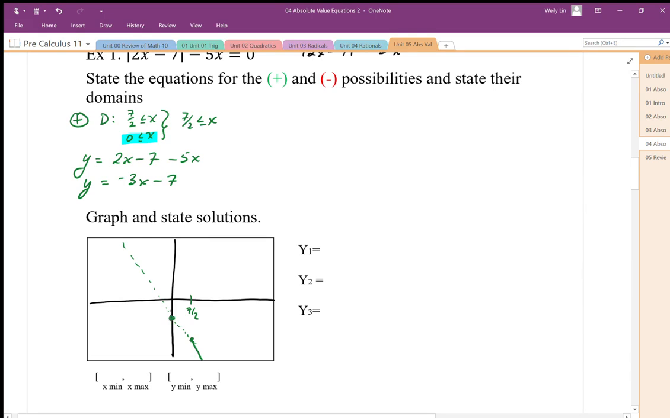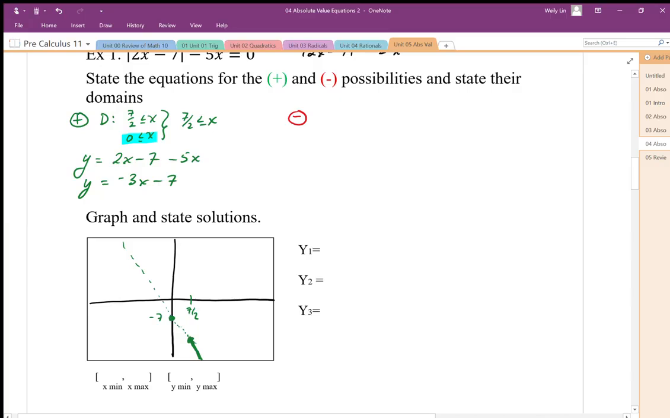The y-intercept is going to be at negative 7, but notice that the dotted part is the domain that doesn't exist. The solid part is the domain that we're going to work with. So the domain from 3.5 to the right is the function. That's the positive version of that. Then we need to move on to the negative version.